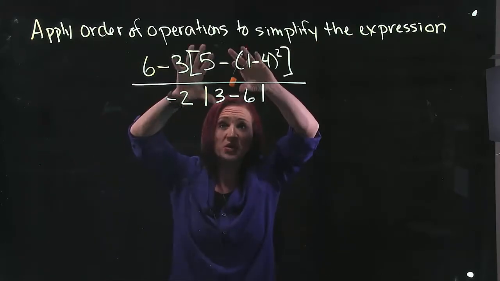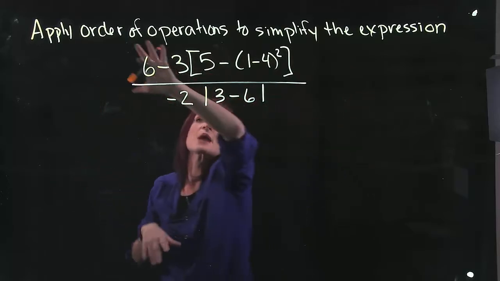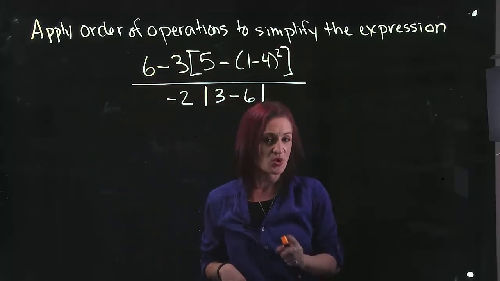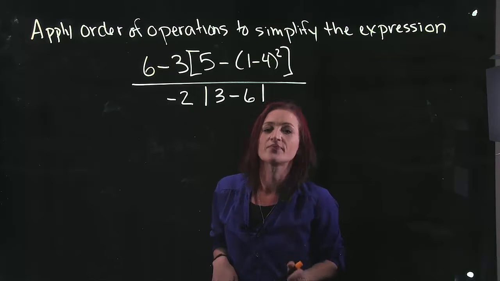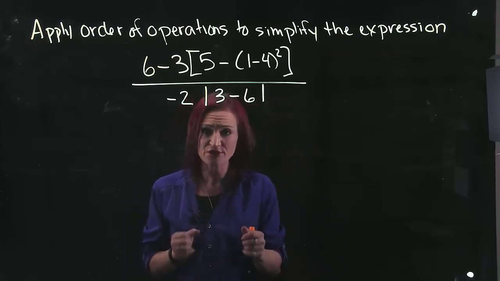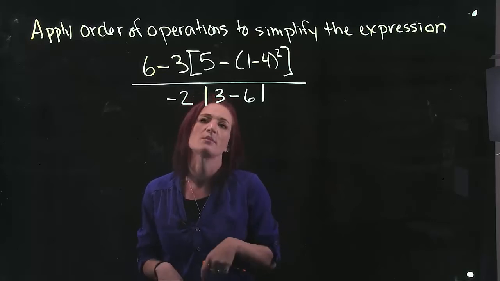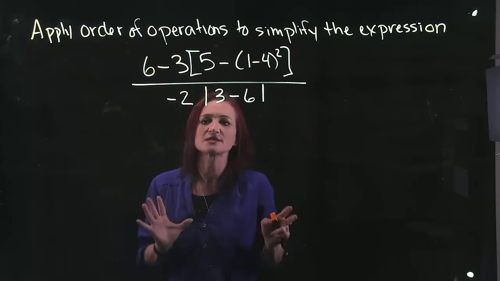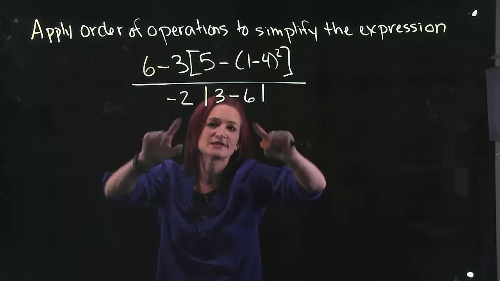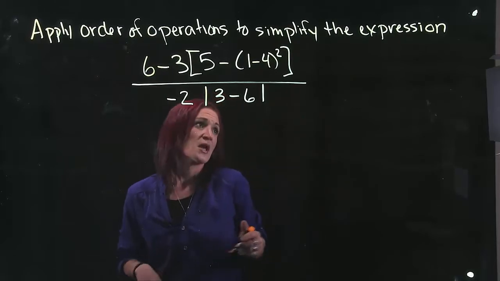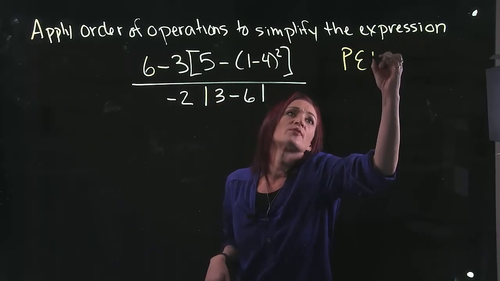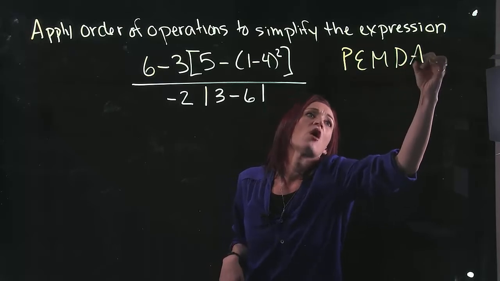I kind of treat the numerator as if it's its own problem, and I break it down and I simplify it until all I'm left with is a single number. And then I work on the denominator and I do the same. I break it down, simplify it until I have a single number. And then in the end, our last step is to take the top number and simplify it down with the bottom number. Now, we are using order of operations, and we do have to follow our rules.